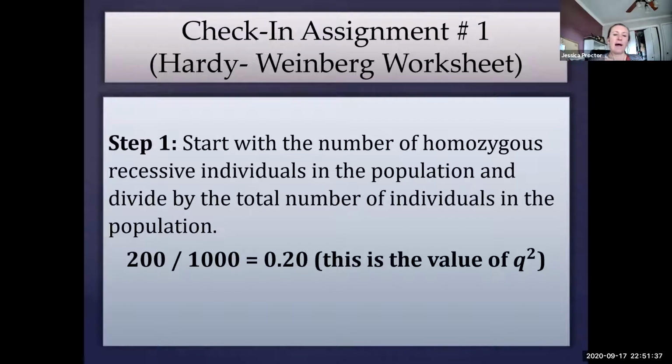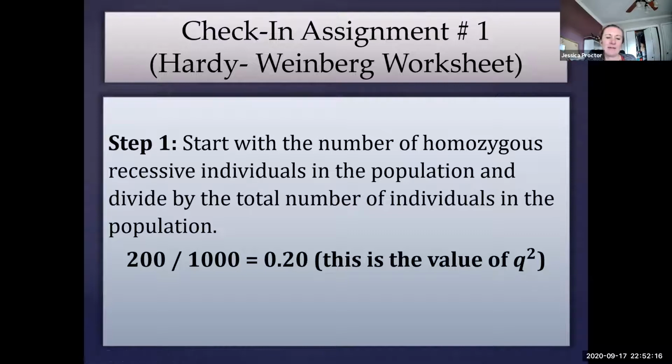So let's say within a given population, we've got 1,000 people in this gene pool. Let's say that 200 of them have the homozygous recessive genotype, so 200 have attached earlobes. Then we're going to divide that by the total number of individuals in the population. So it's 200 divided by 1,000. Everybody take a second, go ahead and punch that into your calculator. 200 divided by 1,000 gives us 0.20.